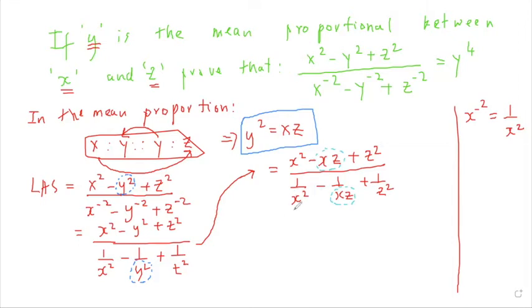Now I'll take the LCM for the denominator. That's all I'm doing. So here I've just substituted because y squared is equal to xz. Now I'll sort the LCM for the denominator. So the numerator stays the same: x squared minus xz plus z squared, divided by, and the LCM of this denominator is just x squared z squared.